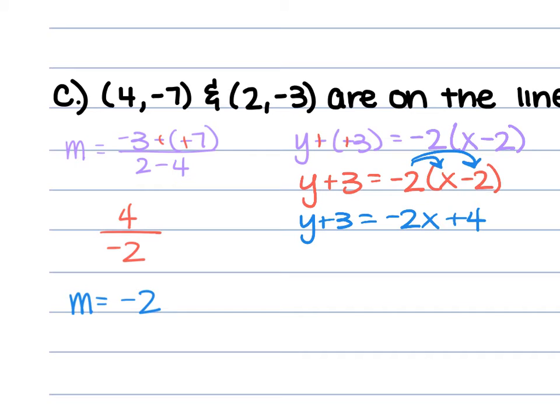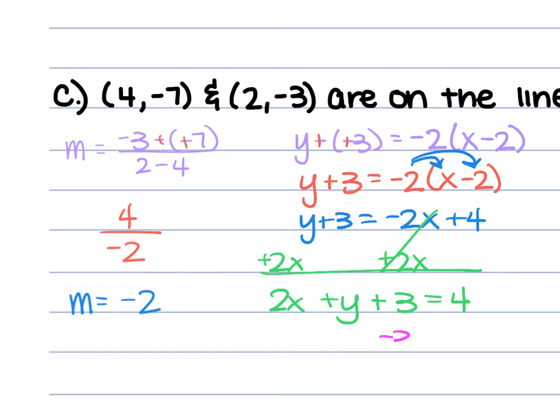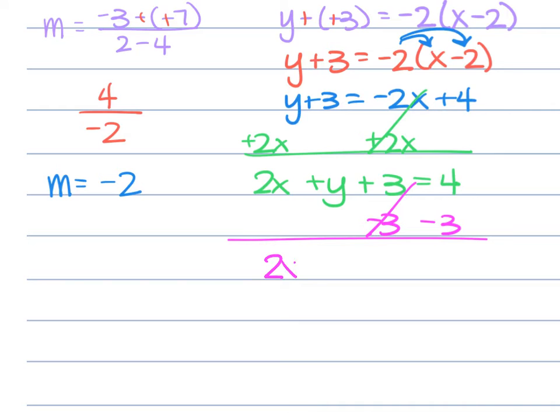I'm going to move the 2x over by adding it. So 2x plus y plus 3 is equal to 4. Then I'm going to move the 3 over by subtracting it. So 2x plus y is equal to 1.